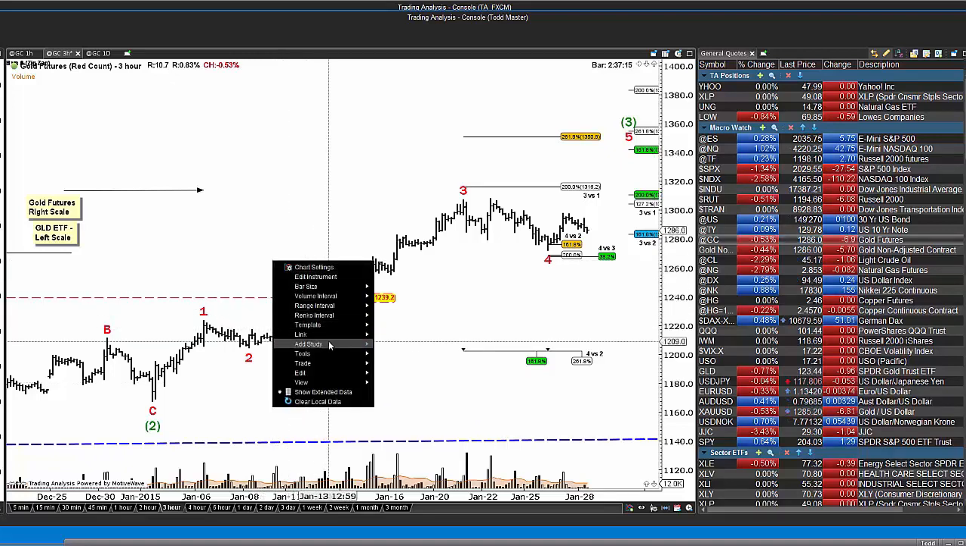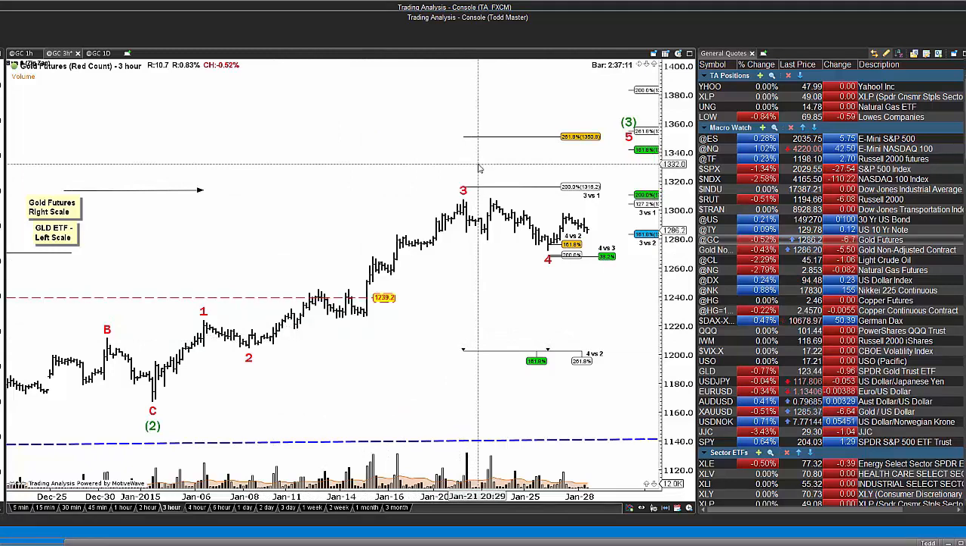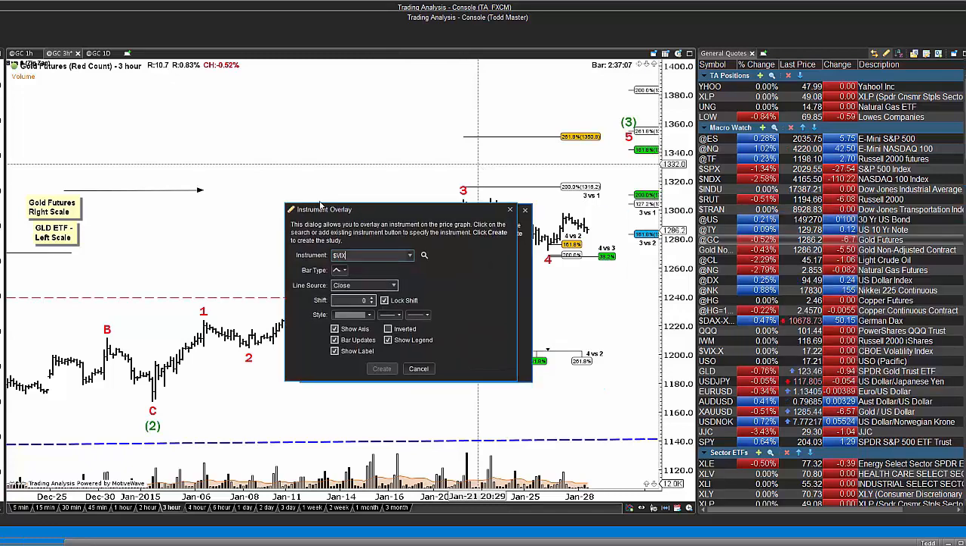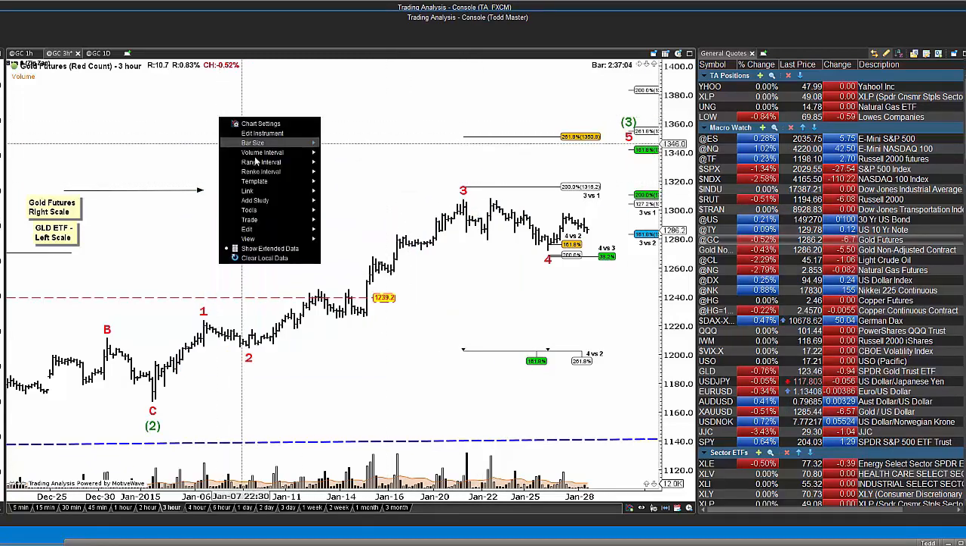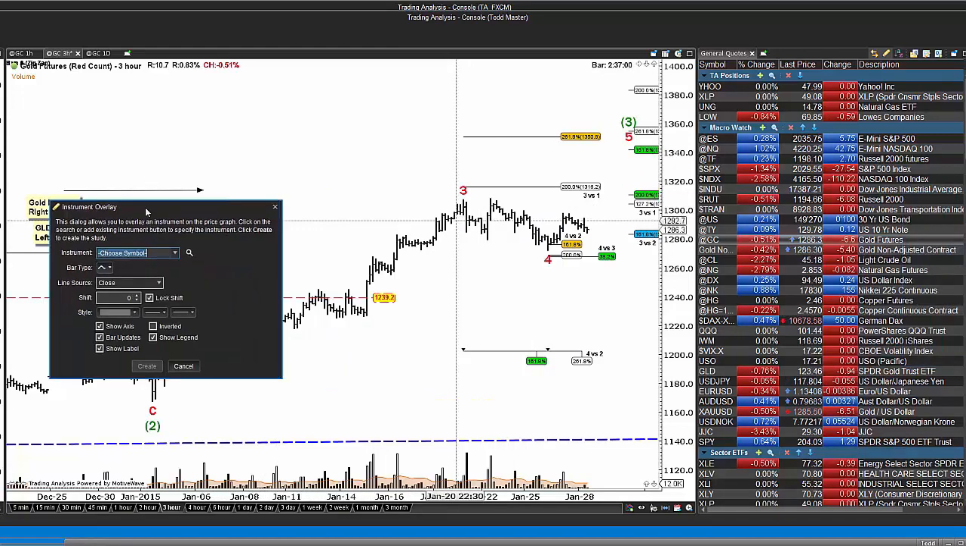All right, so let me see if I can do this. I'm going to really confuse this chart. If you just overlay the VIX on top of it, you will see, and what I did is I'm going to right-click, add study, instrument overlay, and then VIX. You're going to see that there's a pretty decent correlation with the VIX and gold.